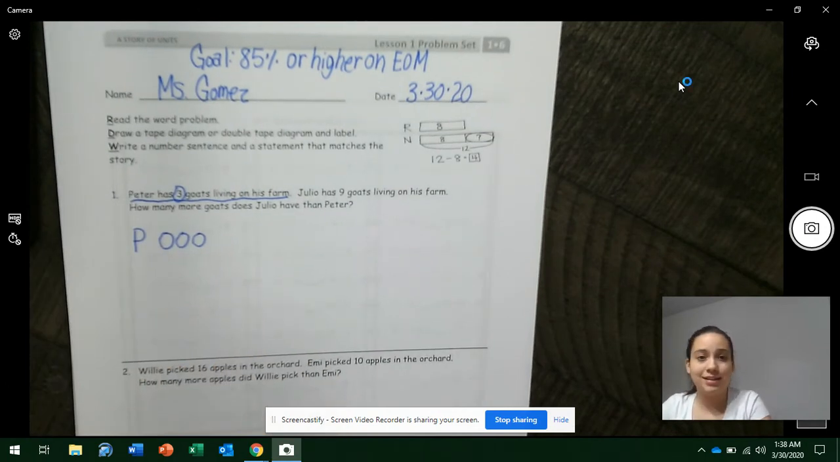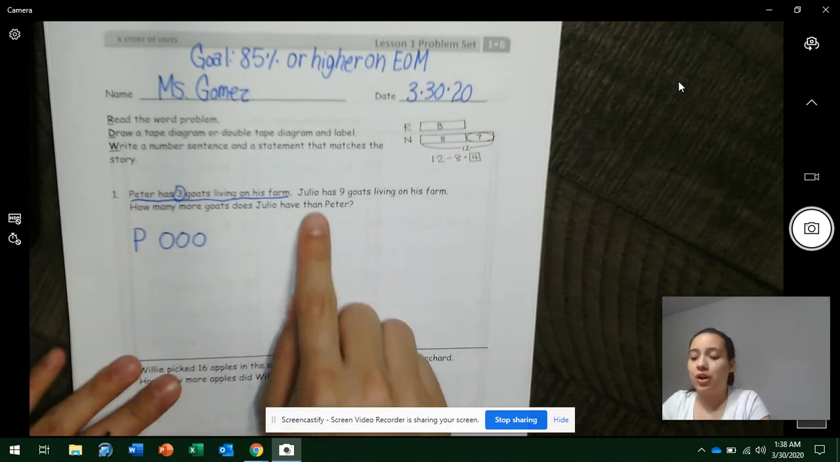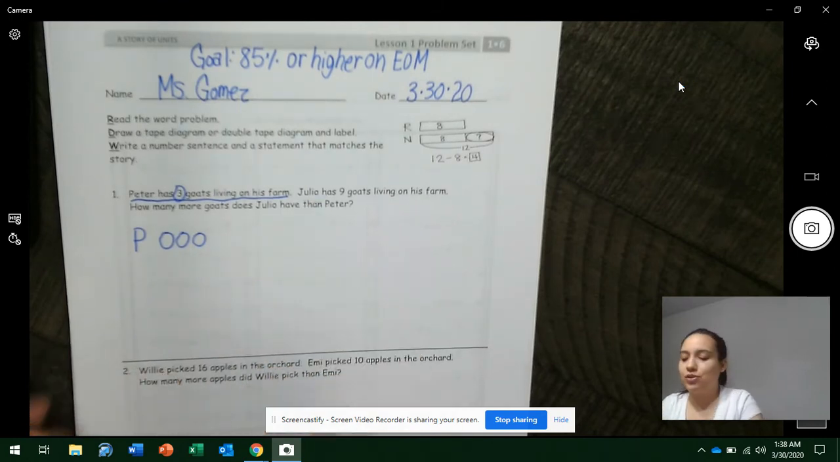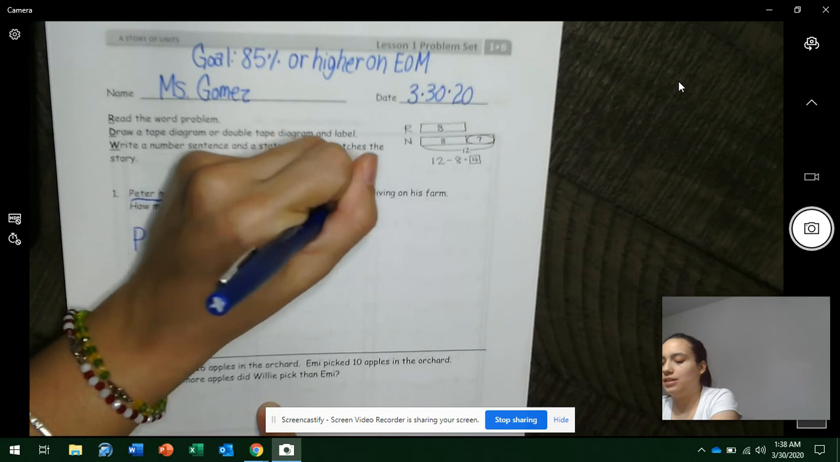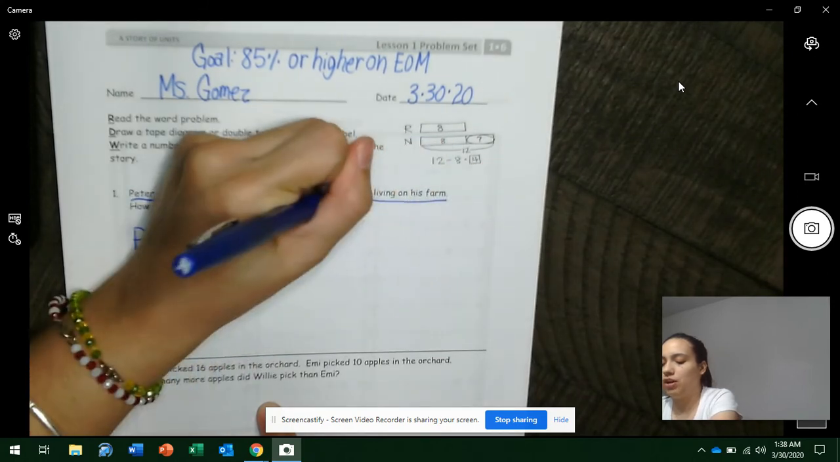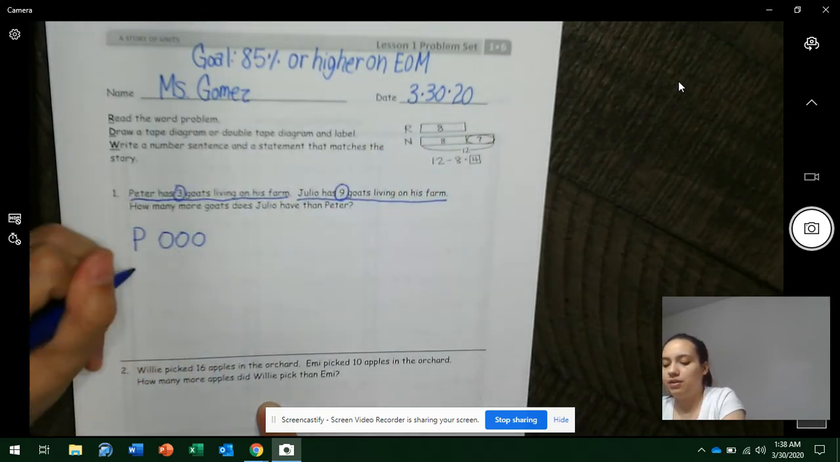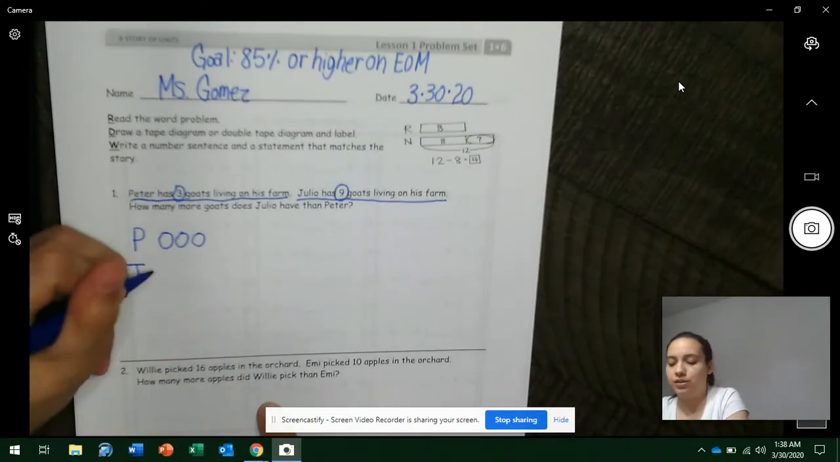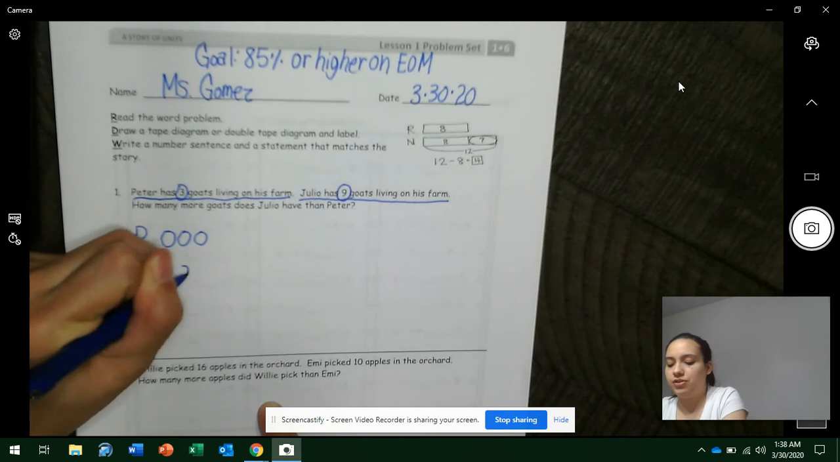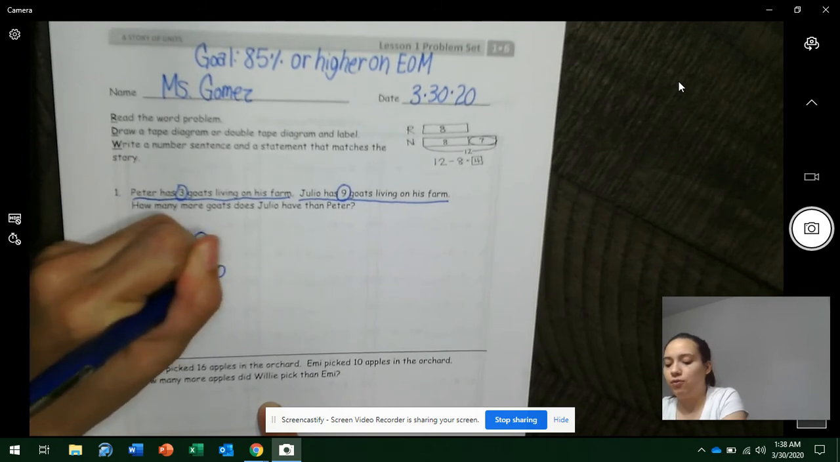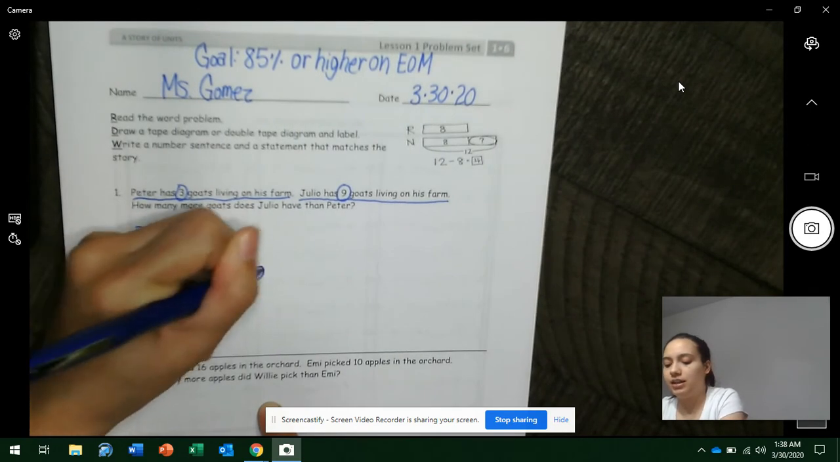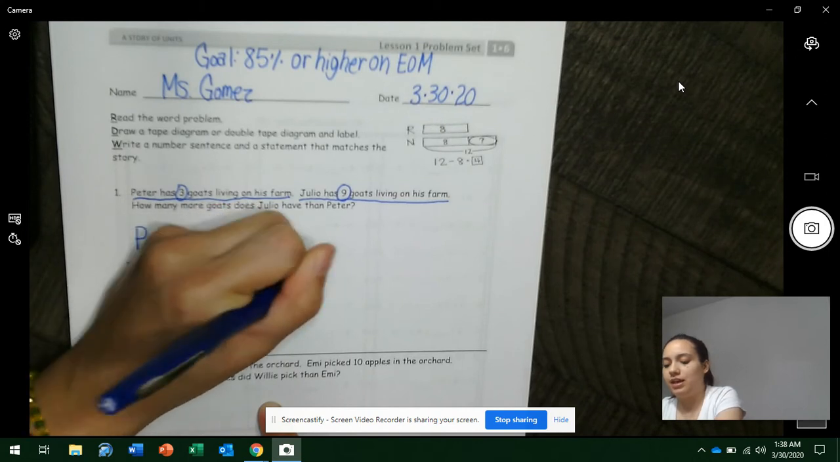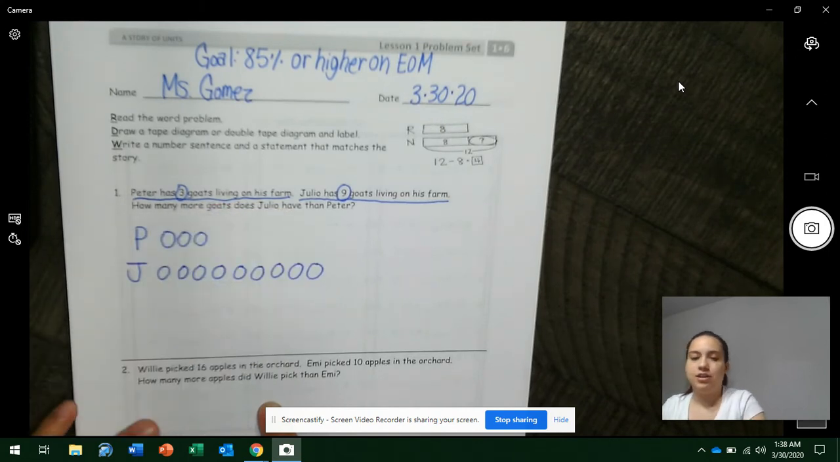And then the second step is we draw the second sentence. So Julio has 9 goats living on his farm. Let's circle the number 9. We're going to draw J for Julio, and we're going to draw 9 circles, boys and girls. 1, 2, 3, 4, 5, 6, 7, 8, 9. So if you need more time to draw your picture, go ahead and press pause and press play when you're ready.